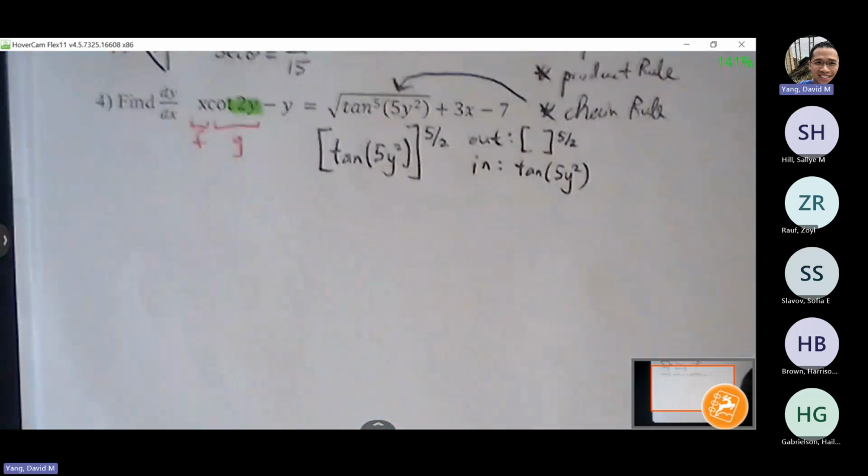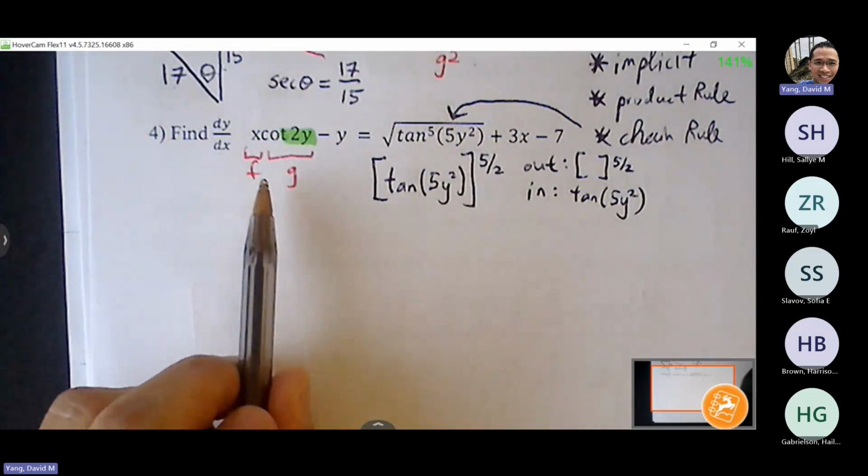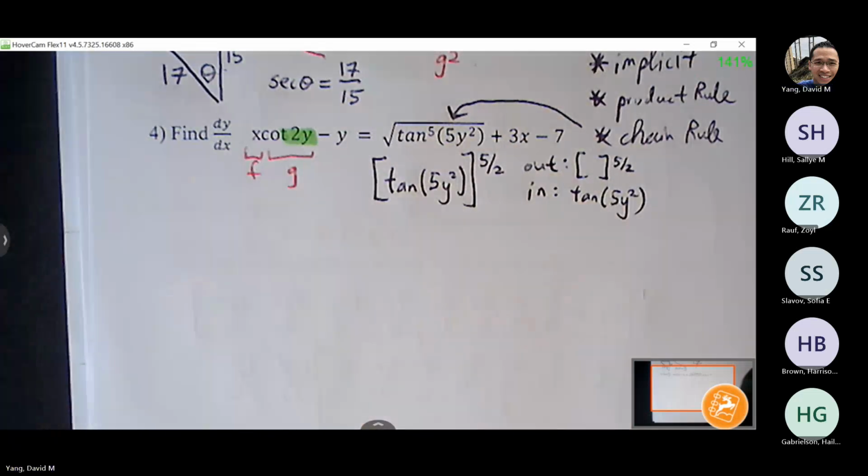Okay, so everything is set up, hopefully. We can move into our derivative step. Let's start off from left to right here. We see product rule. We can take care of that.